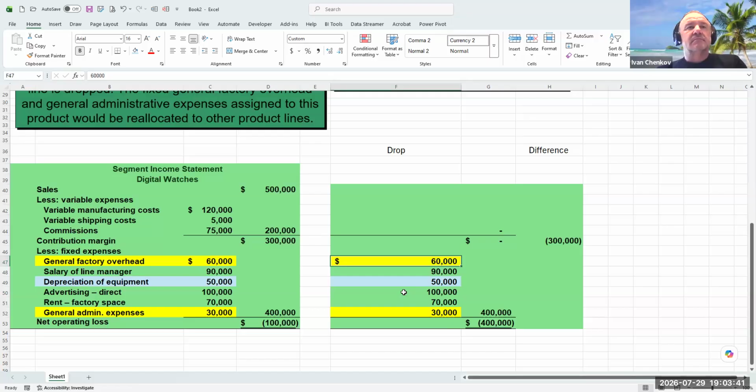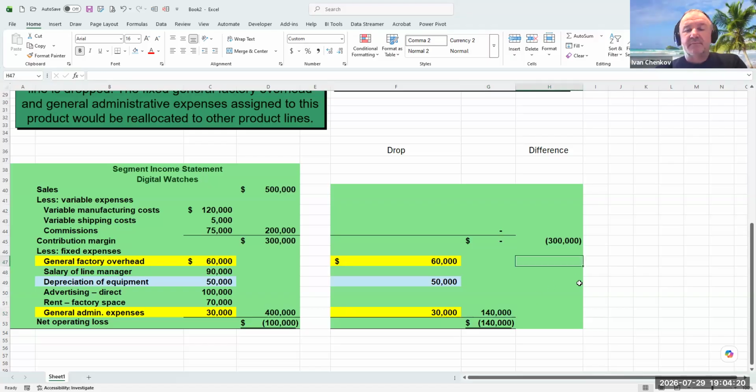If we drop it, general overhead is not going to be affected. It's going to stay. Salary of the line manager, we don't need it. That's gone. Factory depreciation is going to stay because there's no resale value. We cannot use it for anything. That's going to stay with us. Advertising direct cost, that's gone. Rent of factory space, we're not renting the space anymore. That one is gone. The general administrative expense is going to stay with us. So $140,000 is going to stay with the company.